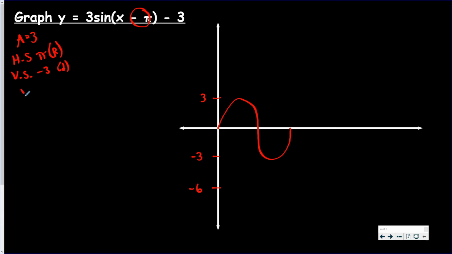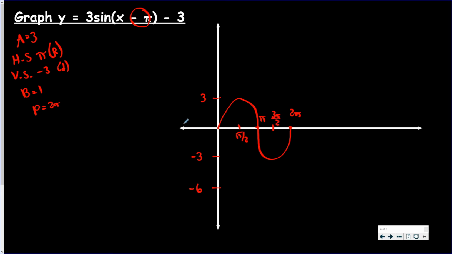Now, apply the period. So b is 1, so that means my period is 2 pi. So that means that one full cycle took 2 pi units. Half of that is pi. Half of that, again, is pi over 2. This one plus this one gives you the last one here. So that's 3 pi over 2.